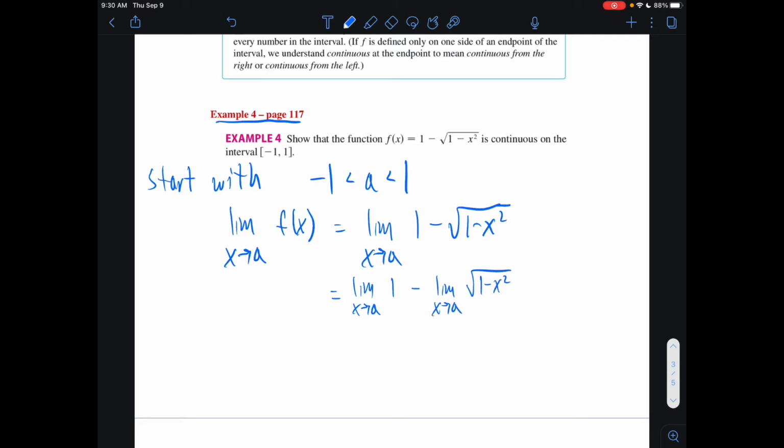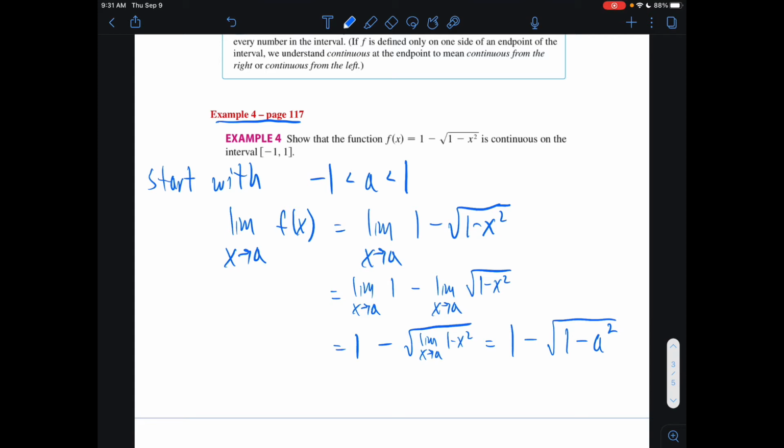For the first limit, it's the limit of a constant. That's just going to be the constant, 1. For the second limit, I can bring the limit inside of the square root function. That was another law that we saw in section 2.3. So the square root of the limit as x approaches a of 1 minus x squared. 1 minus x squared is a polynomial. So now I can use direct substitution. So 1 minus the square root, and now substitute a in for x, and that's 1 minus a squared.